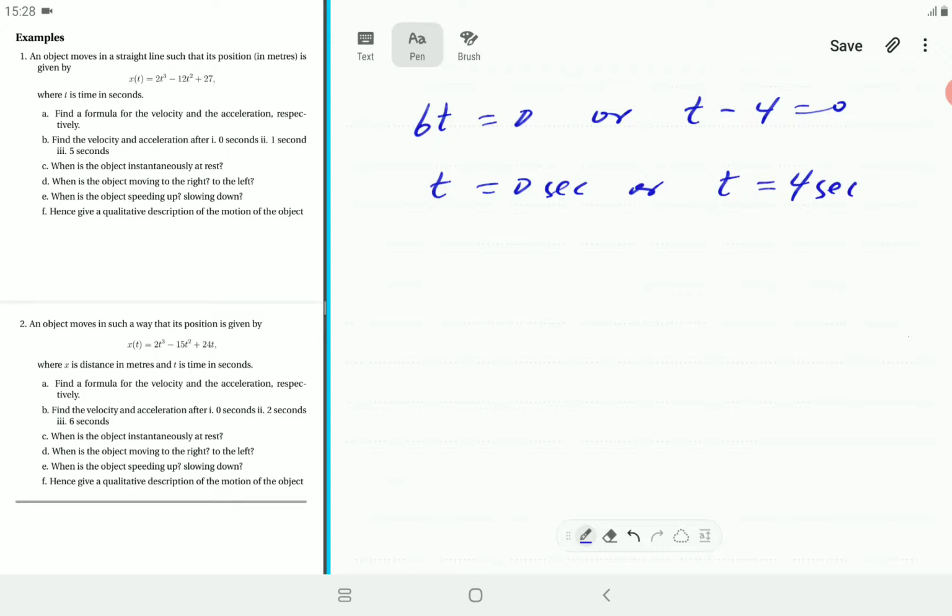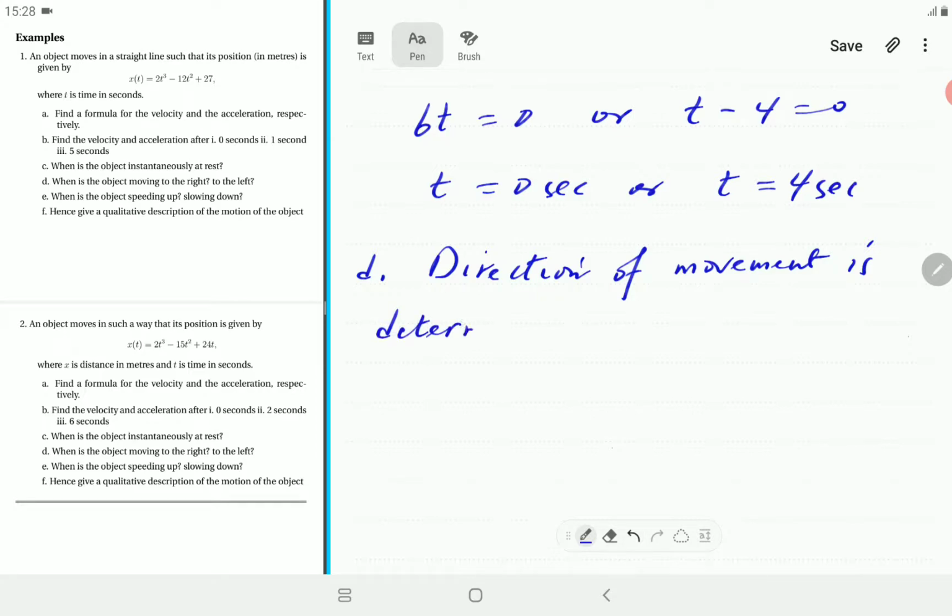Okay, then in part D, the question wants us to determine when the object is moving to the right or to the left. Now the direction of the movement of an object is determined by the sign of the velocity.